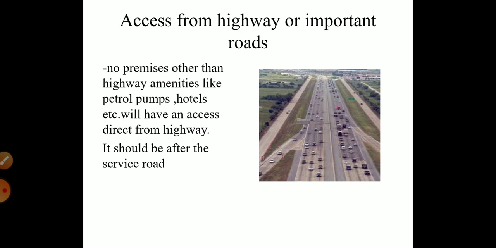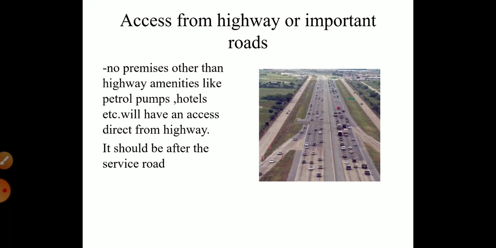Okay, so the next is access from the highways or important roads. So what is the mean of access for the highways and important roads? If no premises other than the highway amenities like petrol pumps, hotels, etc. will have an access direct from the highway, and such provision of the State Highway Act 1955 and National Highway Act, that is 1958, which provide that in suitable cases the planning authority may suspend the operation of this rule till service roads are provided.